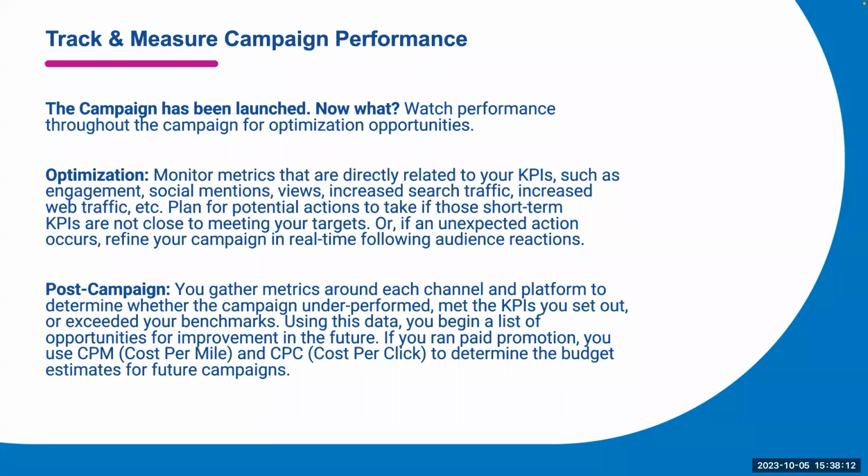So if you ran any paid promotions, always use your cost per mile. For those who are not familiar with the term, that means cost per 1,000 impressions. So just having an idea of how much the cost per 1,000 impressions and the cost per click was for the campaign can help you set up a budget for a future campaign. So that's why I always recommend you always want to have more data than you think.